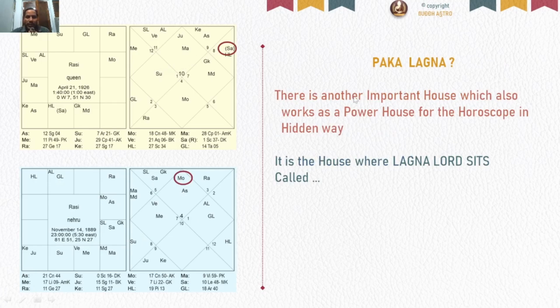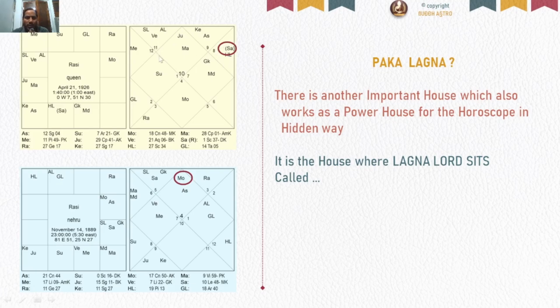Now, there is another powerhouse in any horoscope which is hidden or people don't use it. But this is the most important part of any horoscope. Do not skip this part. This is known as Paka Lagna. What is Paka Lagna? The house where the Lagna Lord is sitting in your horoscope is known as Paka Lagna, right? So that house where the Lagna Lord is sitting also acts as a powerful house in any horoscope.